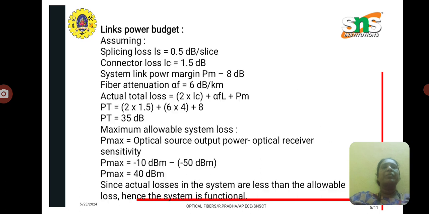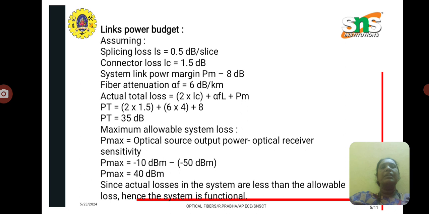For the link power budget calculation, we are assuming the loss at the splicing is 0.5 dB per splice, connector loss LC is 1.5 dB, system link power margin is 8 dB, and fiber attenuation is 6 dB per kilometer. Now the actual total loss is calculated from the formula 2 times LC plus alpha F L plus PM. It is calculated as 35 dB.